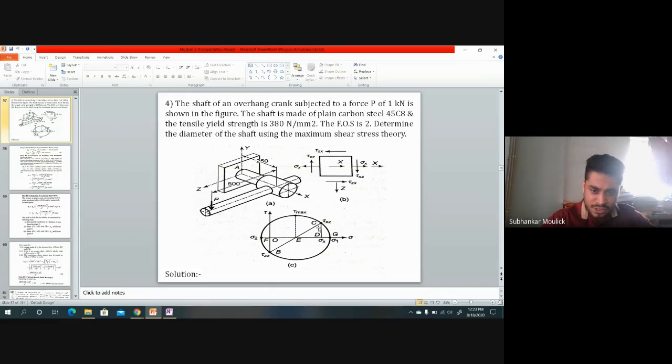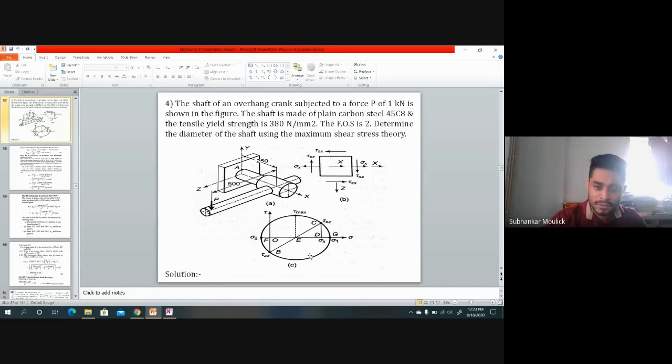You will measure this particular length in your compass, place your compass at this point, and along the vertical y-axis cut an arc. You get your tau zx, this particular point. Now, in order to draw the Mohr circle, join this point with this point by a straight line. This straight line intersects your x-axis at point E. Now EC or EB is nothing but the radius of the Mohr circle.